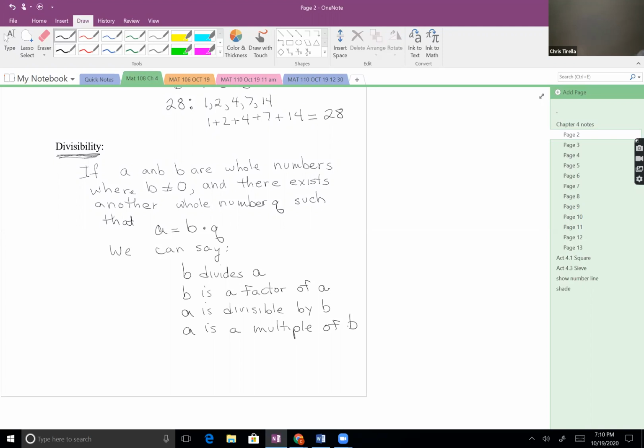And so does that make sense that if A can be thought of as B times some other number, that means that B would divide A evenly. B is a factor of A. A can be divided by B. And also A is a multiple of B. So far, so good. And that gets us into some of those terms that we just looked at with the activity.